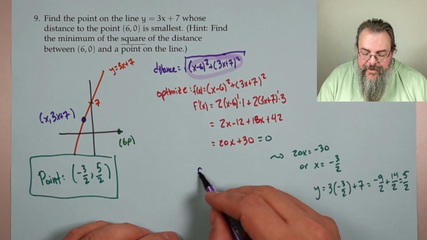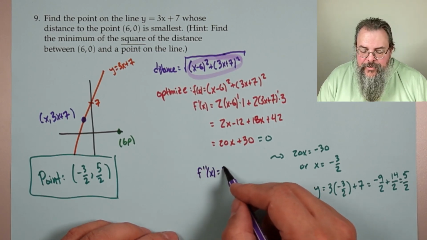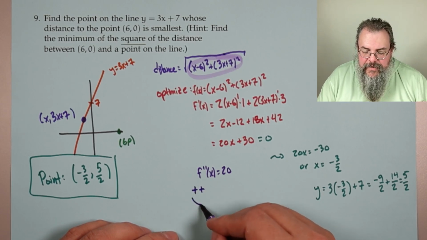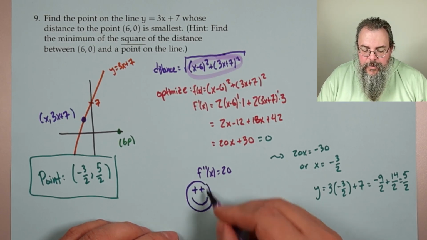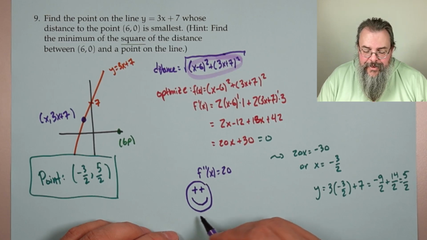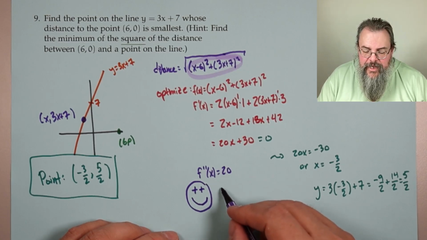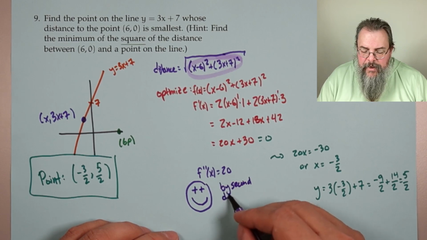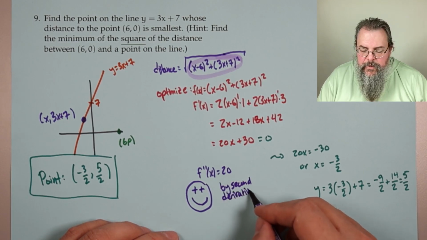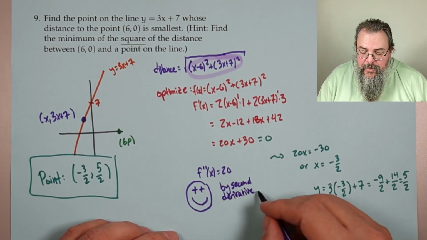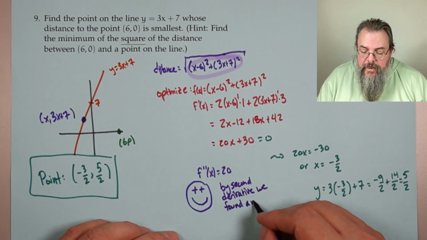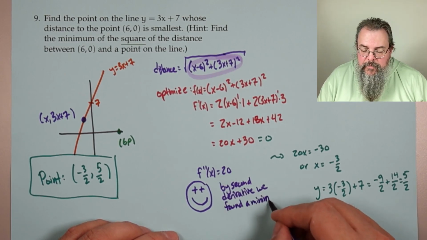So our second derivative is going to be really clean. It's 20. And when the second derivative is positive, we look like this. So by the second derivative test, we do know that we have in fact found the point which is a minimum. We found a minimum. And because we only found one, it's got to be the minimum.